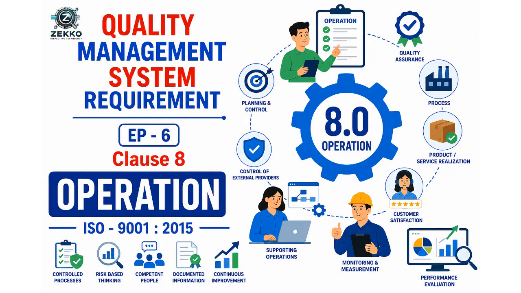This clause mainly focuses on operational planning, customer requirements, design control, external provider management, production, service provision, product release, and non-conformance control. This clause is essential for ensuring your organization consistently meets customer expectations while maintaining strong process control. Today, we will break down each subclause in a simple and practical way for quality professionals and engineers. So stay with me as we simplify ISO 9001 Clause 8 and strengthen your quality management knowledge.